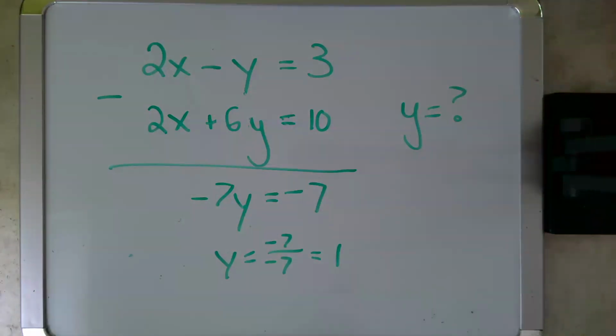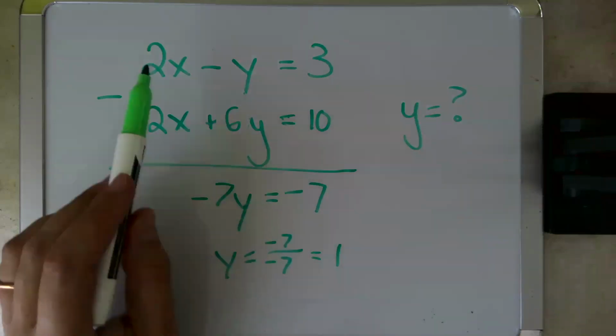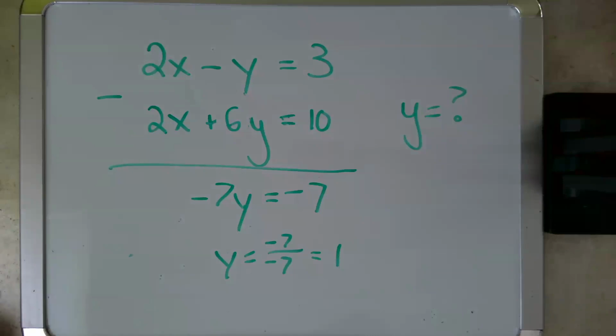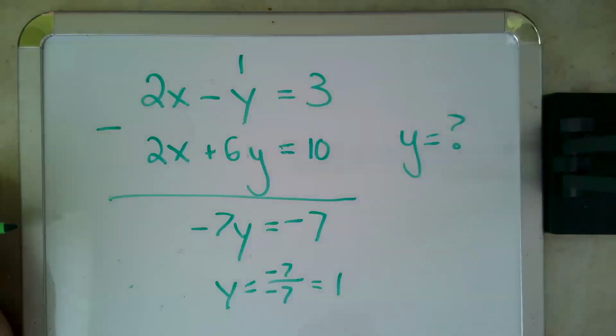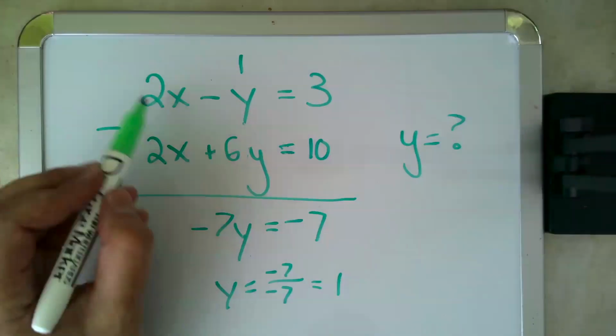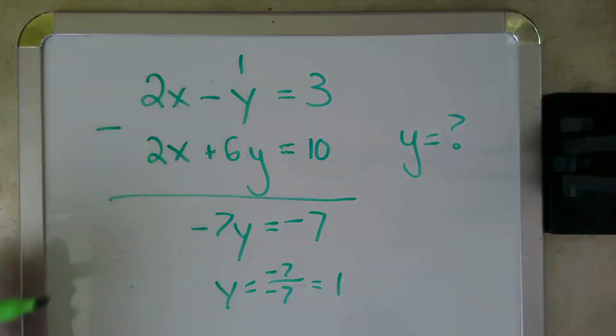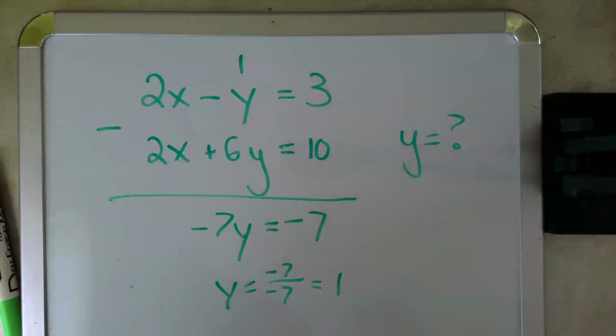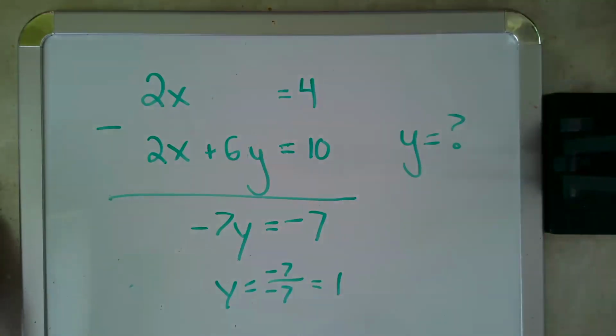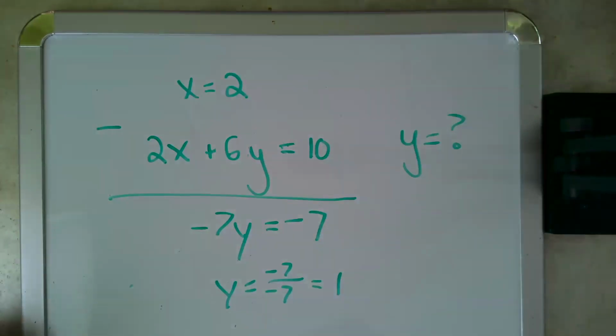And now, if I want to, I could go back and solve for x by taking 1 and throwing it into either of my two equations. So if I throw 1 into the top there, I get 2x minus 1 equals 3. I would add 1 to both sides, 2x equals 4, and then I would divide both sides by 2 to find that x equals 2.